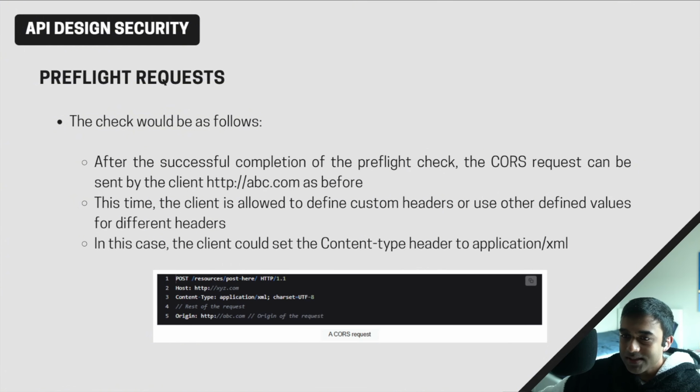And after the successful completion of the pre-flight check, the CORS request can be sent by the client abc.com as before. This time, the client is allowed to define custom headers or use other defined values for different headers. In this case, the client could set the content type header to be application XML. So in our request, our host is xyz.com, which we're trying to hit. Our content type is XML, and our origin is abc.com.